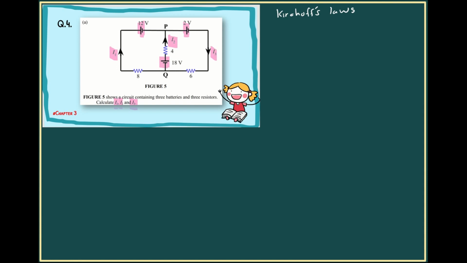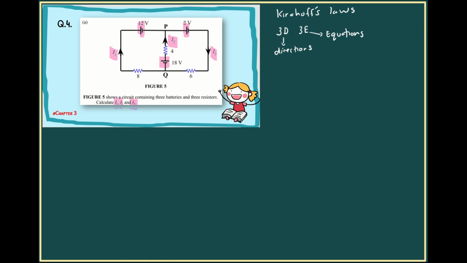To solve this question, we are applying Kirchhoff's laws. That's the only way we have. So let us recall. To solve using Kirchhoff's laws, we have to have 3D and 3E. You have to have 3 directions and also 3 equations. Only after that can you solve your circuit to get the currents I1, I2, and I3.